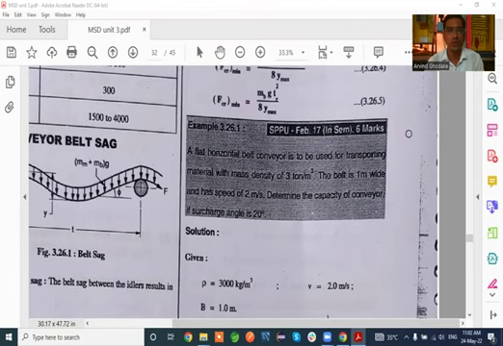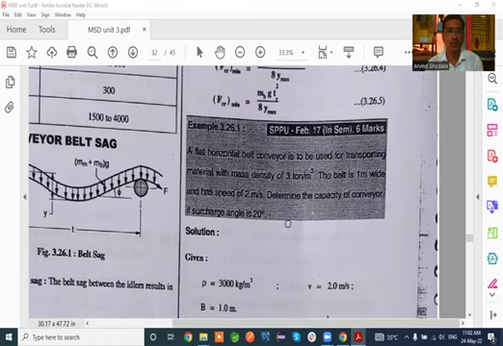Today we will see the numericals on belt conveyor. So the problem statement is: a flat horizontal belt conveyor is to be used for transporting the material with a mass density of 3 tons per meter cube. The belt is 1 meter wide and has a speed of 2 meter per second. Determine the capacity of the conveyor if the surcharge angle is 20 degree.